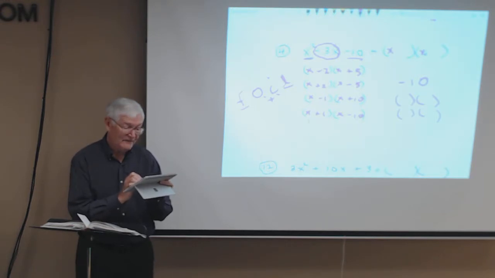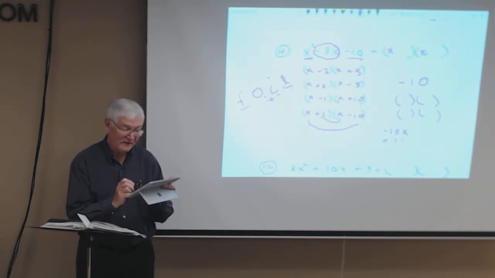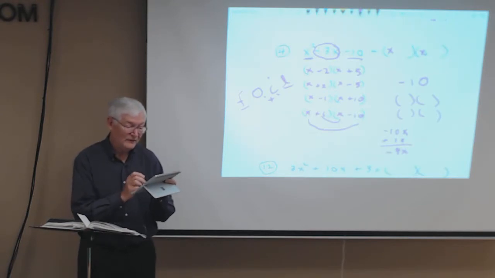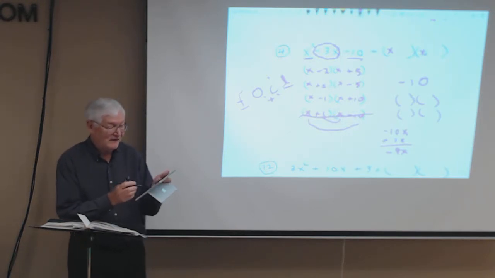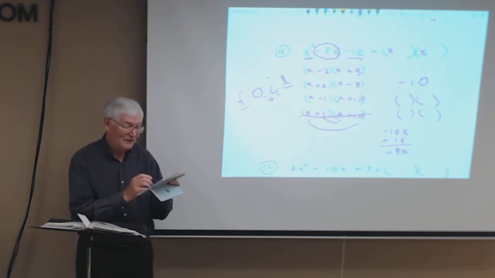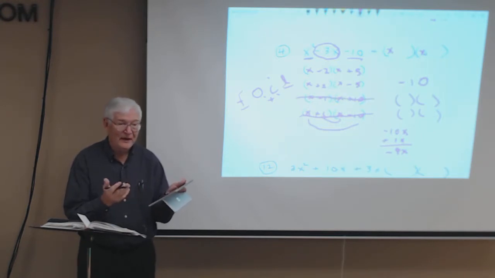So I go outside. What's x times negative 10? Negative 10x. Inside, positive 1x. What does that give me? Negative 9x. Is that what I want? Nope, I want negative 3, so that one's no good. Now watch what I'm thinking here. If I had plus 1 and minus 10, I got negative 9x. If I had minus 1 and plus 10, I would get positive 9x. So that one doesn't work either. See why I'm marking that one out?